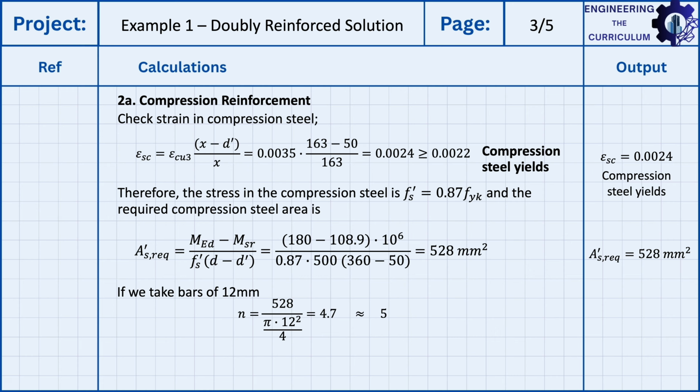Now, if we take bars of 12 millimeters, for example, I can find out how many bars I need by taking the whole area of steel that I need to provide and dividing it by the area of 1 bar, which is pi times the diameter squared over 4. And that gives me 4.7. Obviously, I always need to provide more reinforcement rather than less, and I need to provide 5 bars. And if I have 5, I can figure out exactly what compression steel is provided. So 5 times the area of 1 bar of 12, the actual steel area that I'm providing here in compression, works out to be 565 millimeters square.